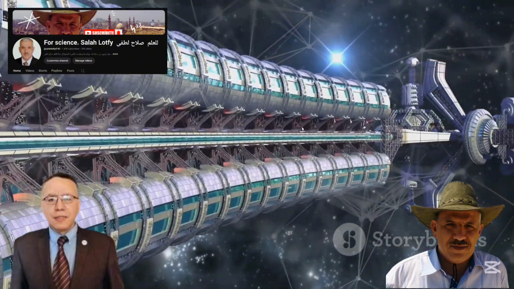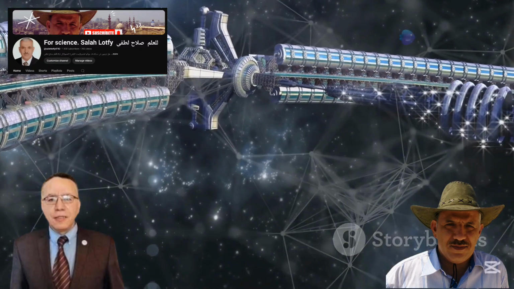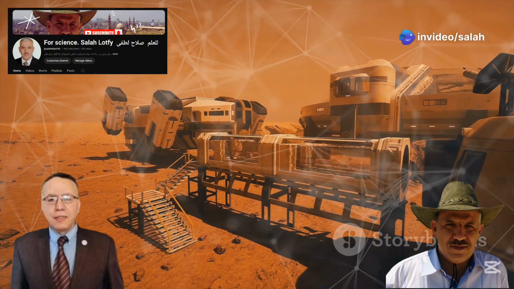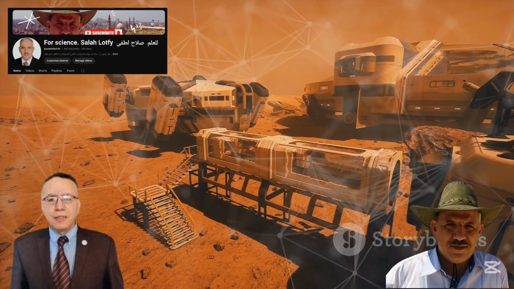The potential of plasma physics extends beyond Earth, too. As we look to the stars, plasma propulsion systems could enable faster and more efficient space travel, making interplanetary missions a reality for future generations. Imagine humans exploring Mars and beyond, with plasma technology paving the way for these incredible journeys.